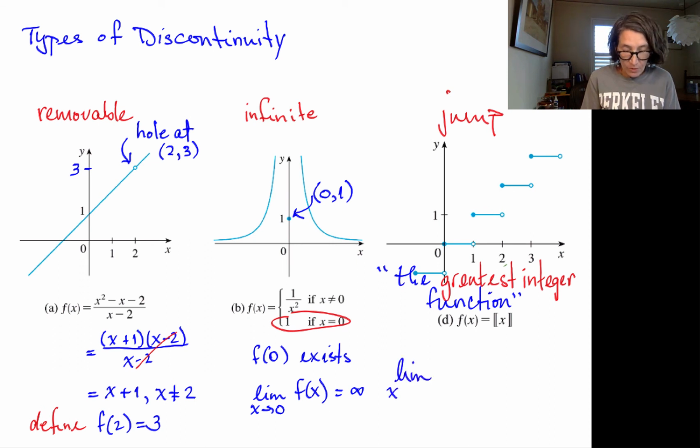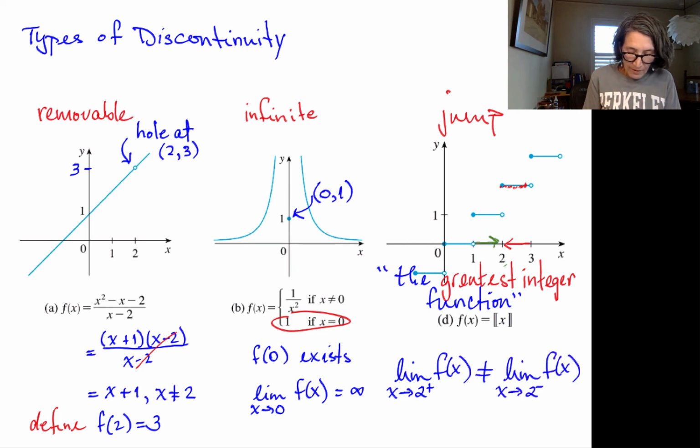So for example, the limit as x approaches 2 from the right, so if x is approaching 2 from the right, all the y values are positive 2. But if x is approaching 2 from the left, all the y values are 1. So the right-hand limit and the left-hand limit don't agree. So that's a jump discontinuity.